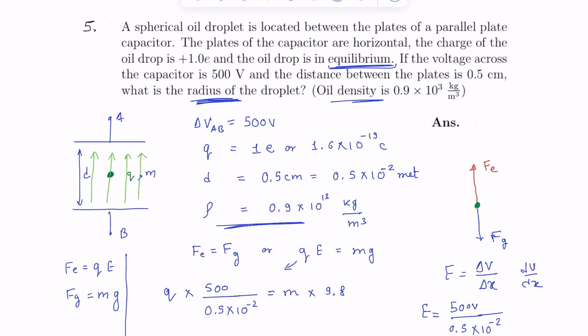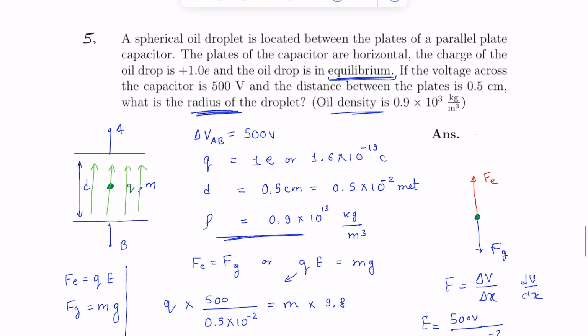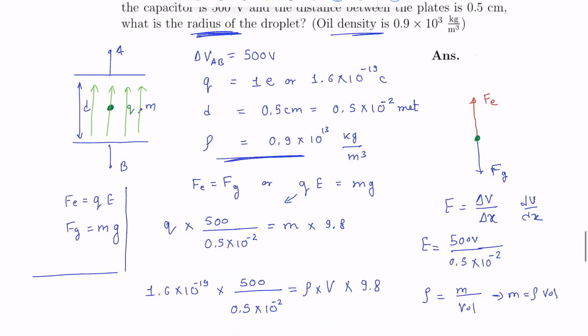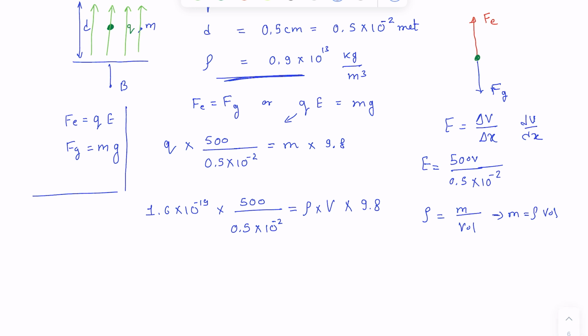So why is that thing in equilibrium? Because there's electric force that is balancing the gravitational pull. Once you write that down, then you are able to see more things, like density is given to you. Okay, how do I get density? How do I get radius from density?